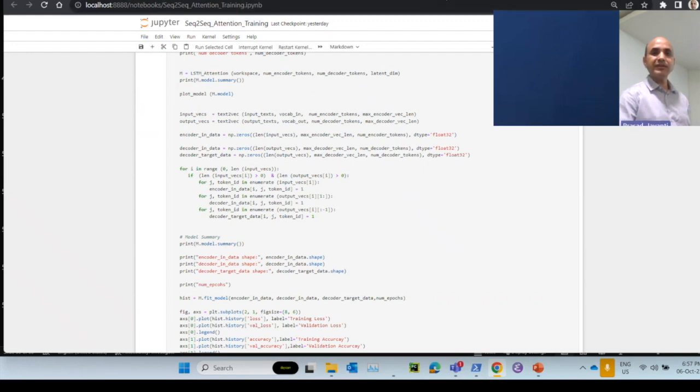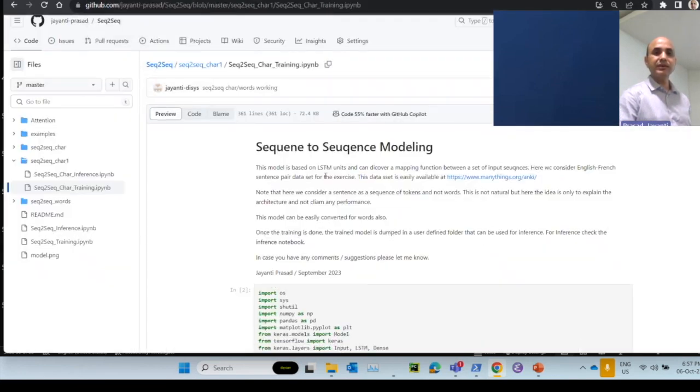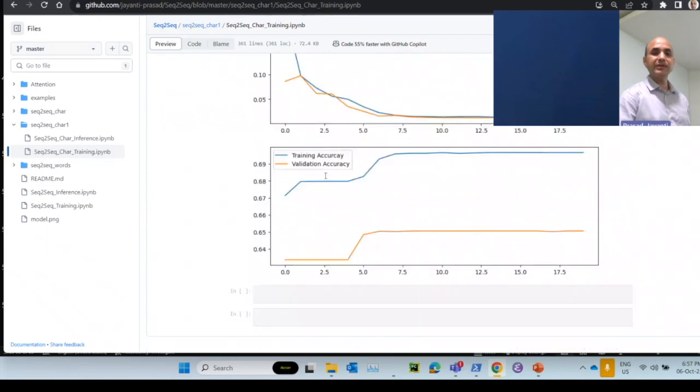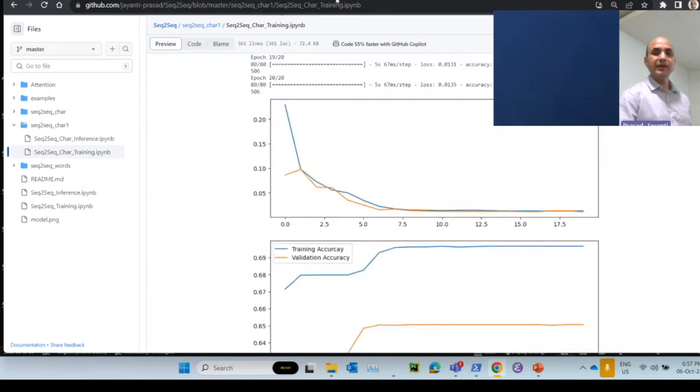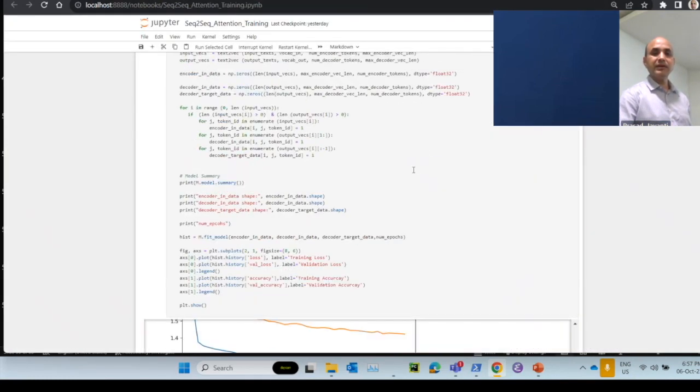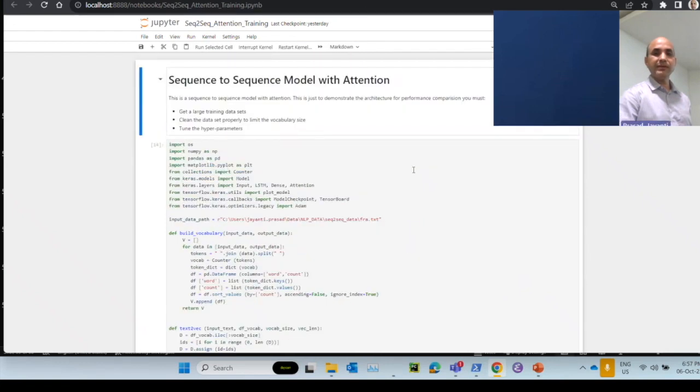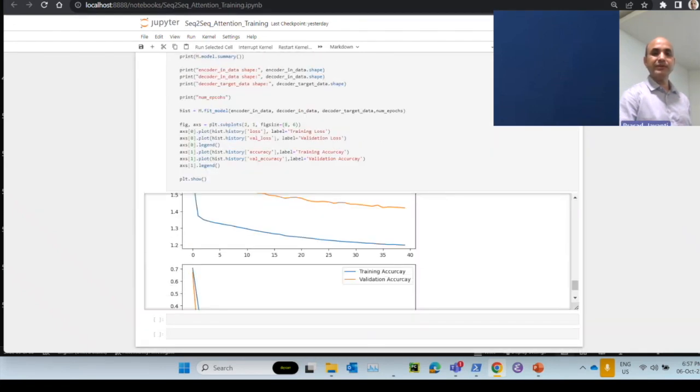So without attention, it is still doing good, and this one is also doing fine, but it needs some more fine tuning.